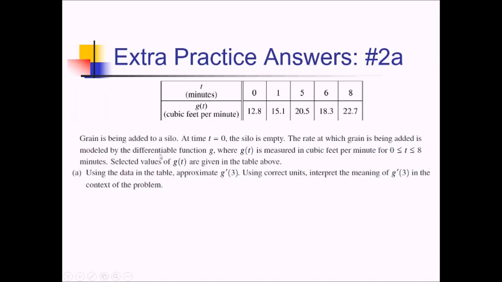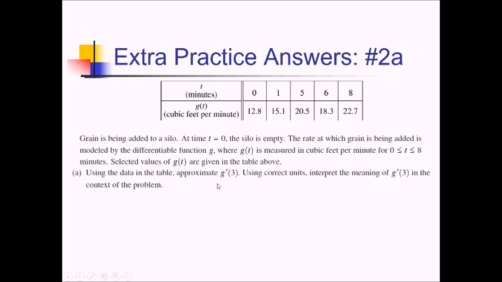On this problem, we have some grain being added to a silo. At time 0, the silo is empty, and the rate at which grain is being added is modeled by this differentiable function g that they didn't tell us a whole lot about, but they did give us a few table values for g between times 0 and 8. So first thing we have to do here is, using the data in the table, approximate g prime of 3.